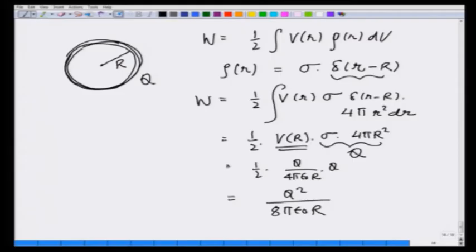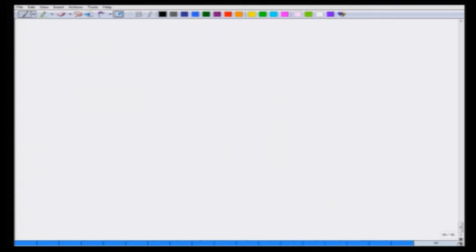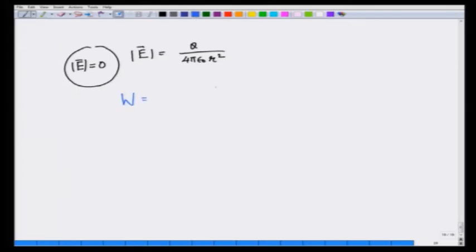Let us now calculate this using the electric field and the concept of energy density. So, for the shell, the electric field magnitude outside is q over 4 pi epsilon 0 r square, E inside is 0, and therefore, I get W equals the integration of epsilon 0 over 2, E square, which will give me q square over 16 pi square epsilon 0 square r raised to 4, times 4 pi r square dr, and this integration is going to be from r to infinity, because inside the field is 0.